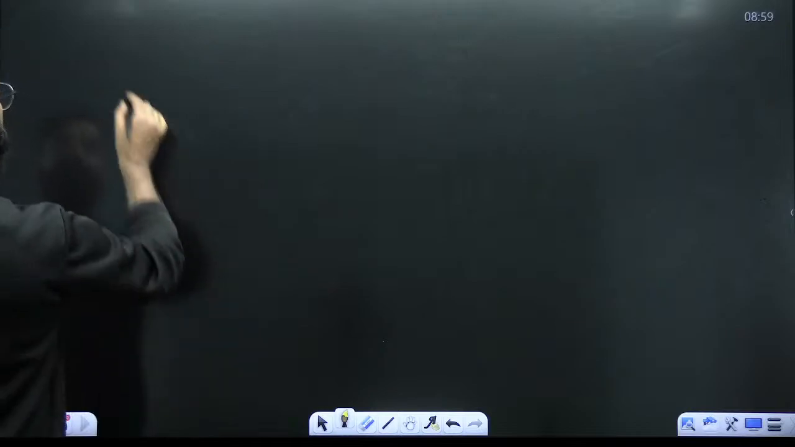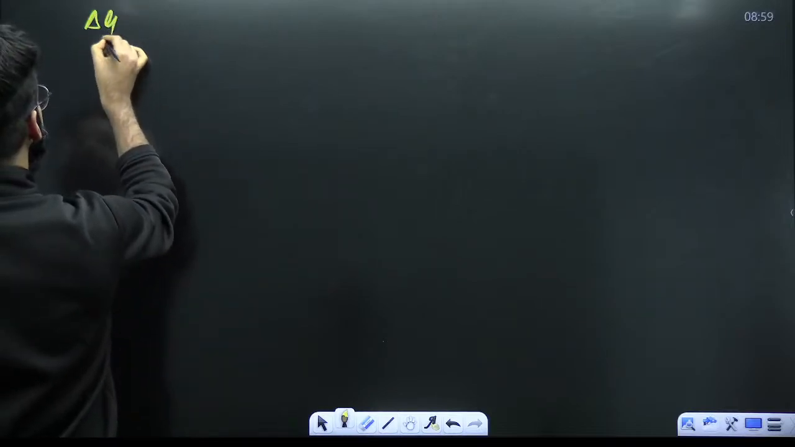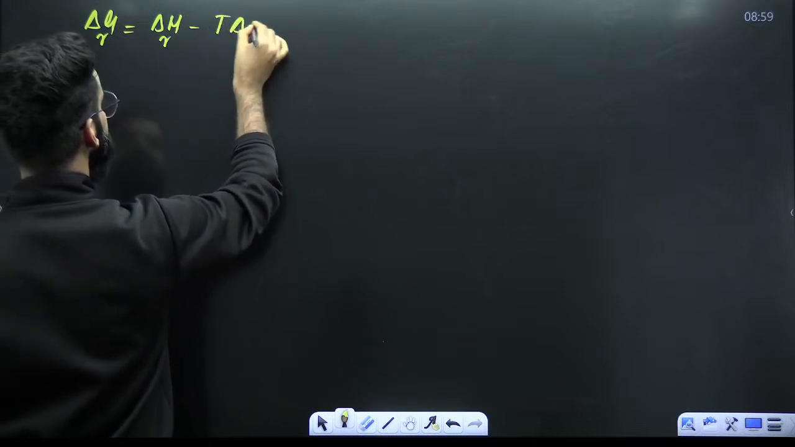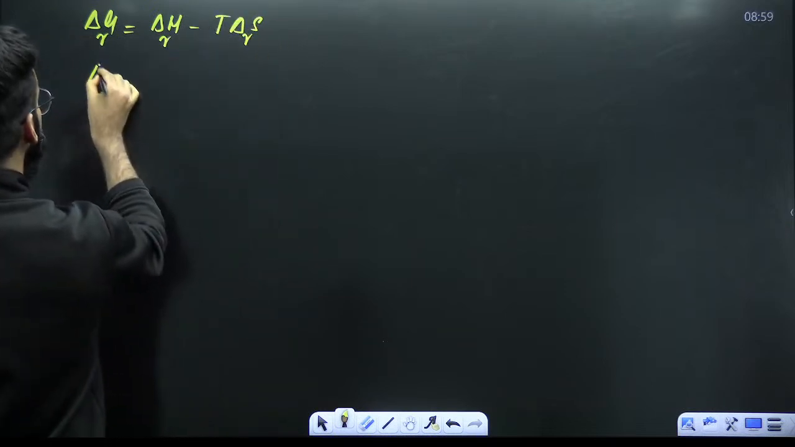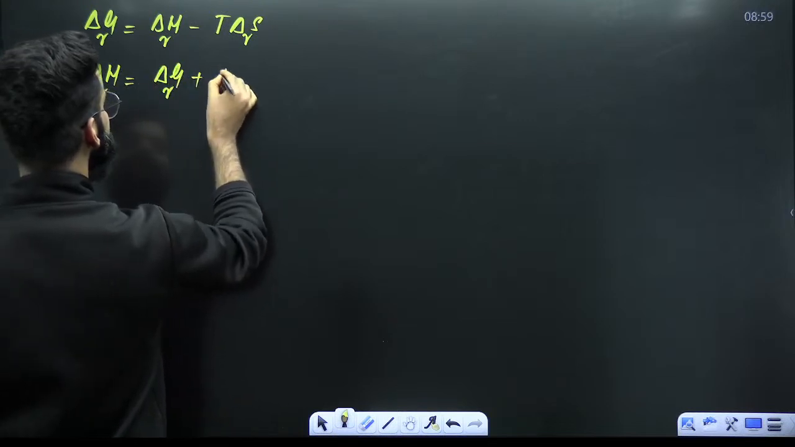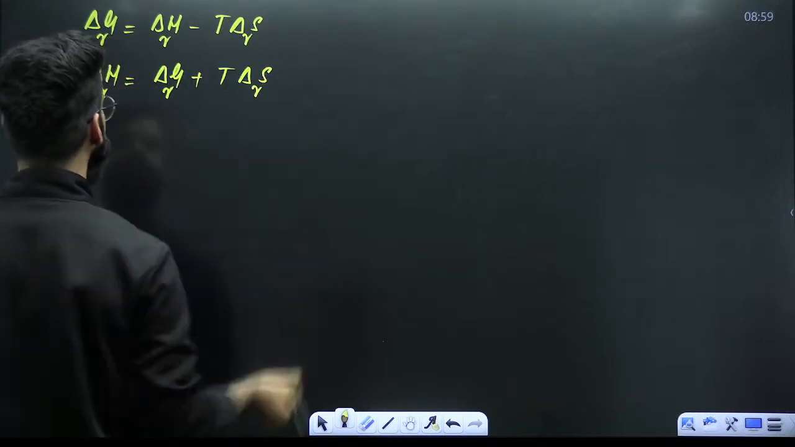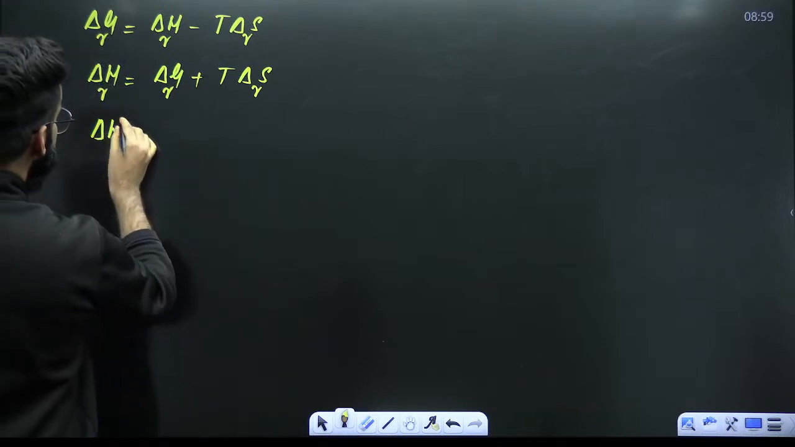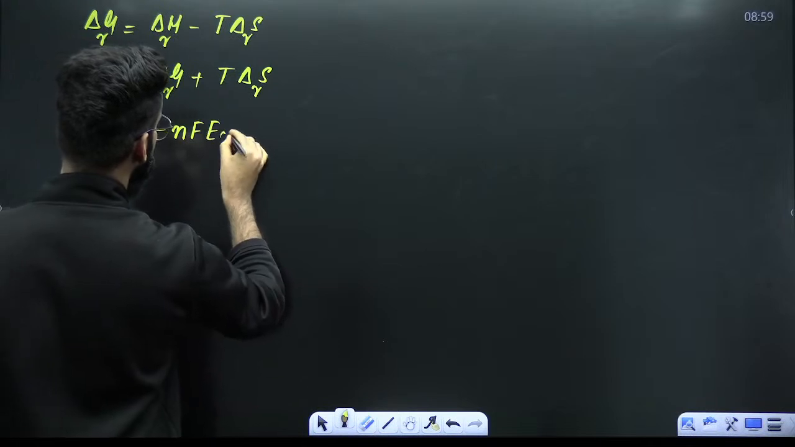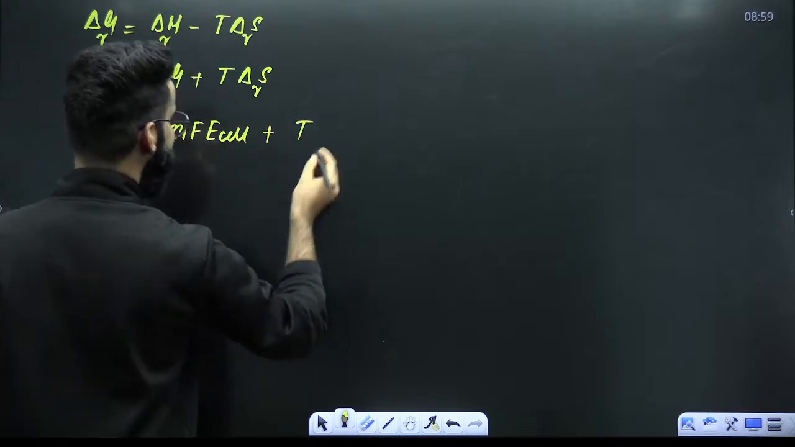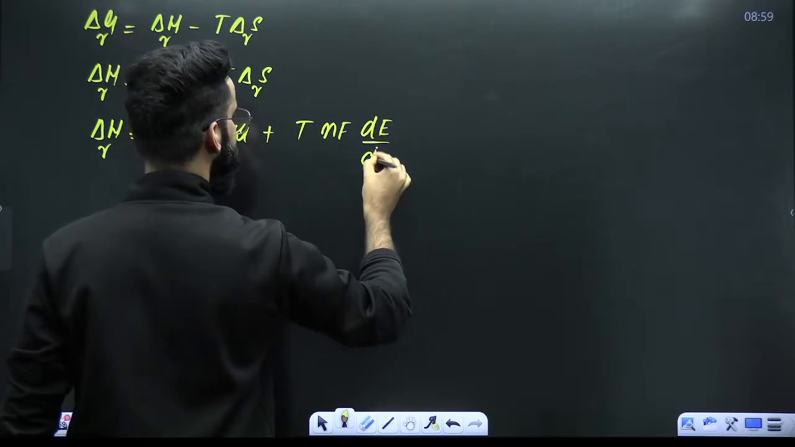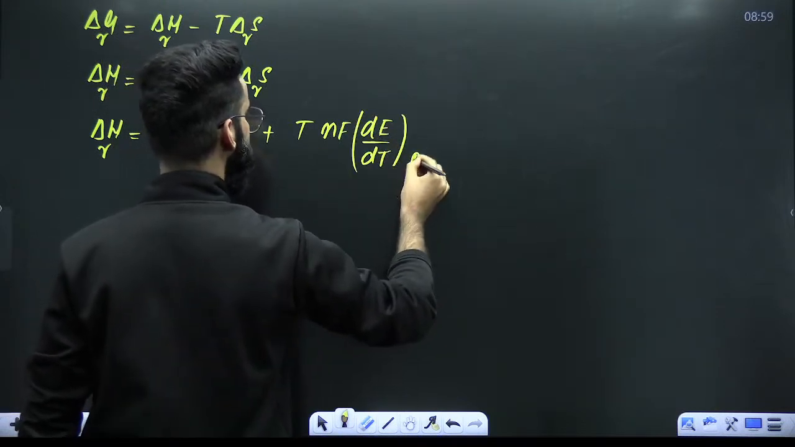Let's try to understand. See, guys, we know delta G is equal to delta H minus T delta S, right? So from here, you can say delta H will be equal to delta G plus T delta S, right? So I would say delta H for the reaction is equal to delta G, which is minus nFE cell, right? Plus T times delta S, which is nF dE upon dT at constant pressure.